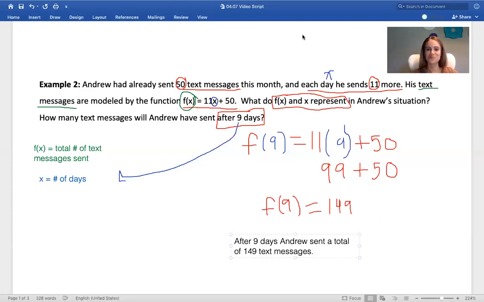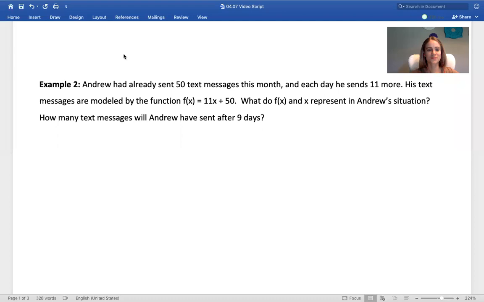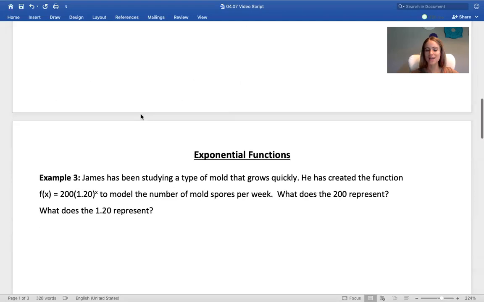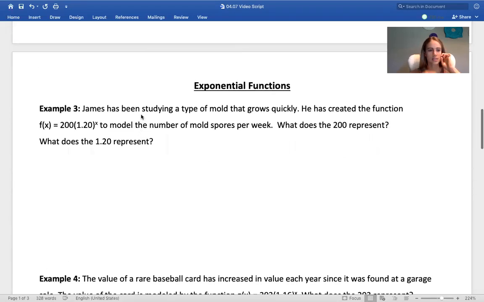All right, we're going to move on to exponential functions. Example 3. James had been studying a type of mold that grows quickly. He has created the function f of x equals 200 times 1 and 20 hundredths raised to the power of x to model the number of mold spores per week. What does the 200 represent? And what does the 1 and 20 hundredths represent?